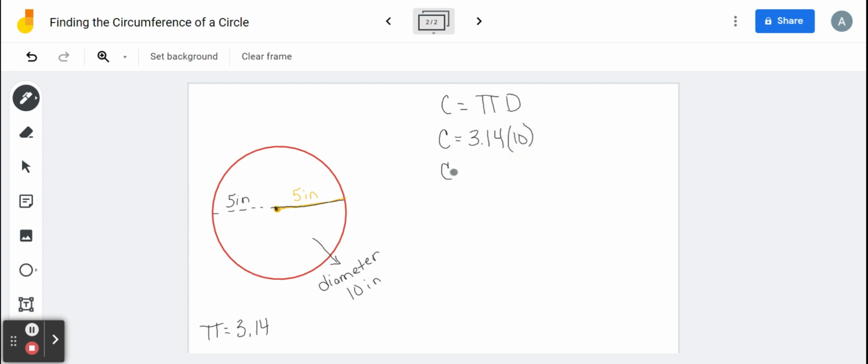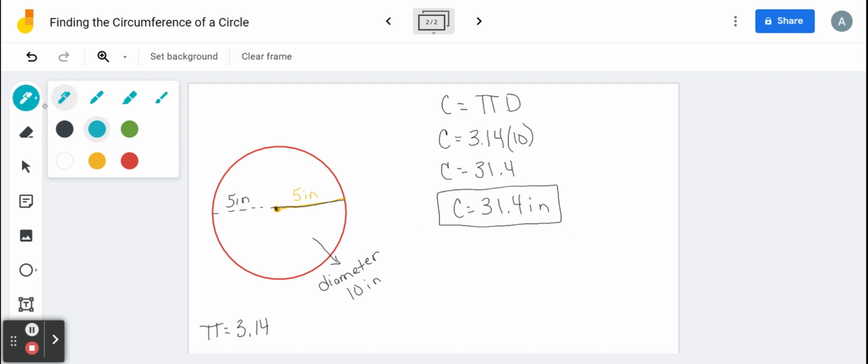Then we're going to multiply 3.14 times 10 to get 31.4. So our circumference would be 31.4 inches.